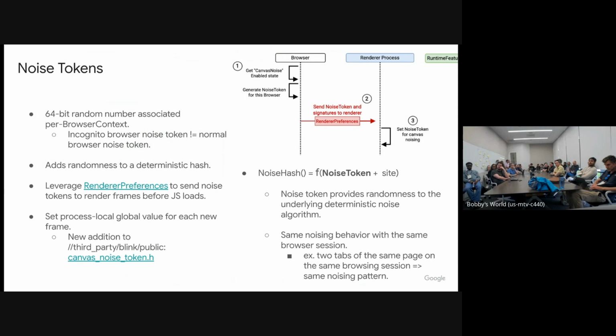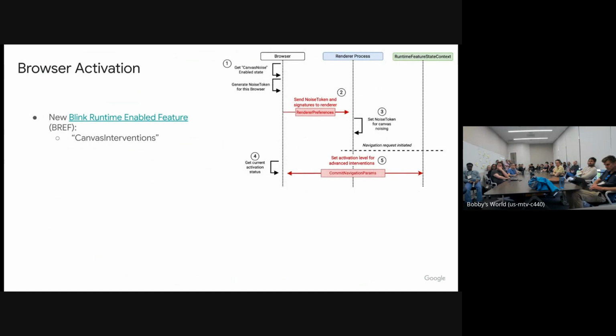It's just a 64-bit random token, so it's just a uint64 that you pass down to the renderer in this case. But the most important part is that it lands before the JavaScript loads. If the JavaScript can run before the noising actually happens, then noising is practically useless. So what we added here is a new process-local global value for each new render frame. It's a new addition in the third-party Blink public directory called the canvas noise token. Feel free to take a look. You have access to the slide deck.